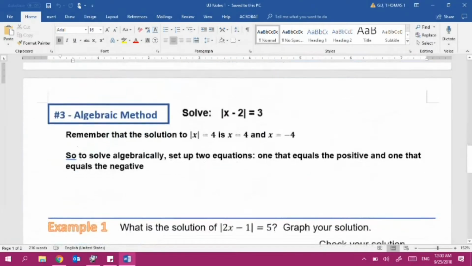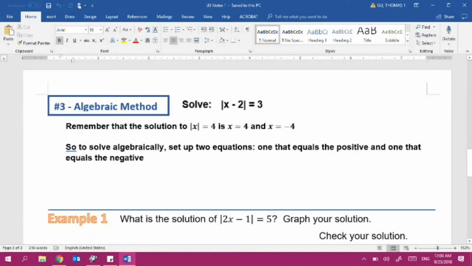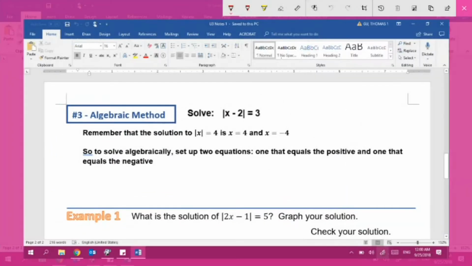And then in our final method, I like this one the best because it's just so mathematical. It's the algebraic method, okay? So we're going to solve the exact same problem to show us that all of these methods give the exact same answer. Now remember, when we tried to find the solution of the absolute value of x equals 4, we got x equals positive 4. We got x equals negative 4.